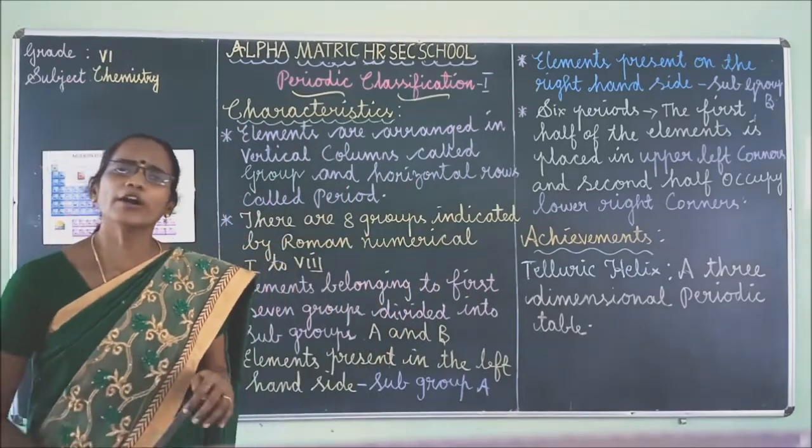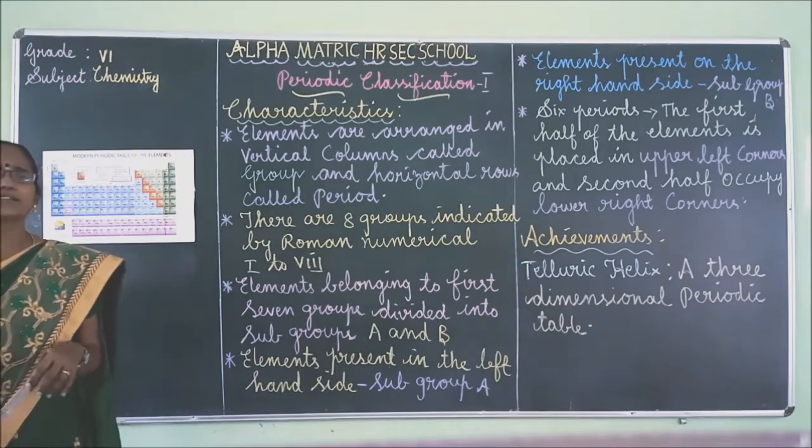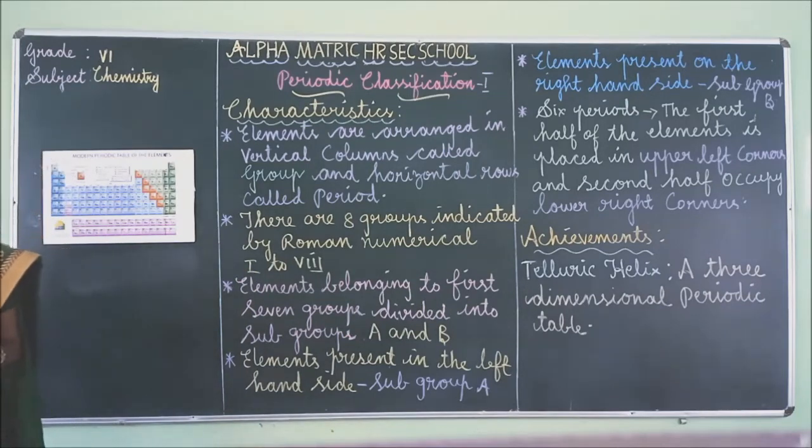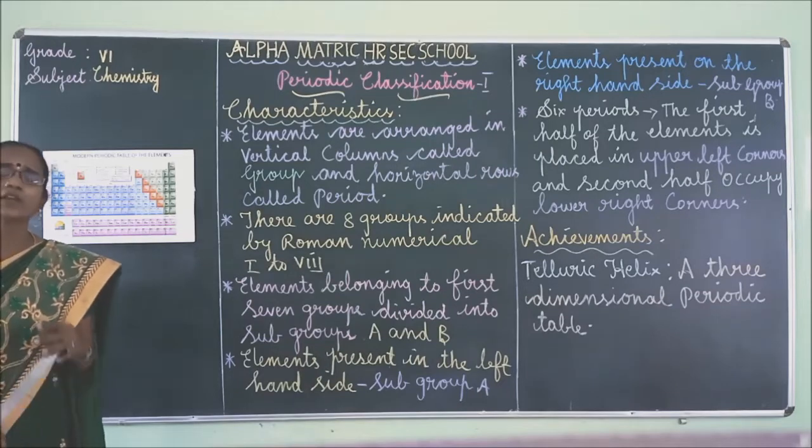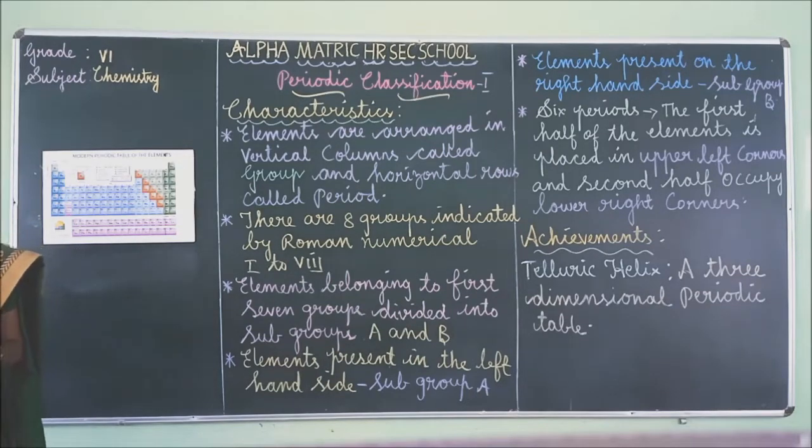Good. The modern periodic table consists of 7 periods and 18 groups. Then what are called periods? Periods are nothing but the horizontal rows. So this is the modern periodic table. It is a tabular arrangement of elements arranged in the increasing order of their atomic number, right?